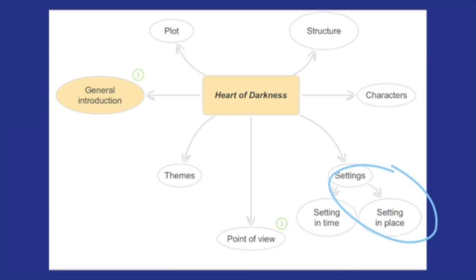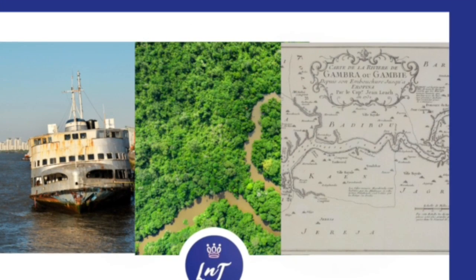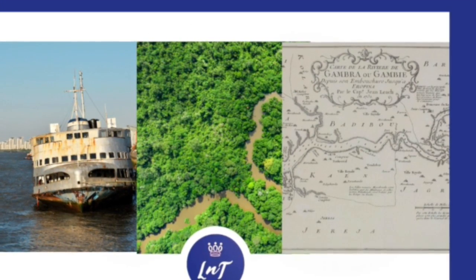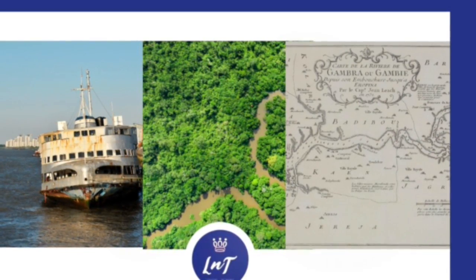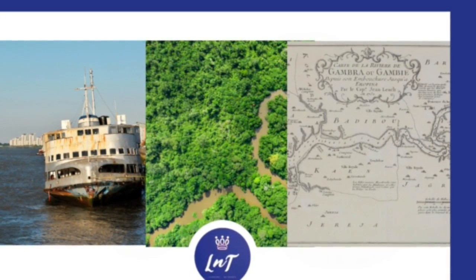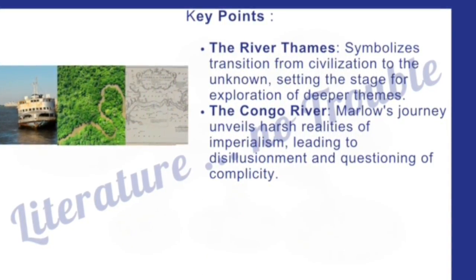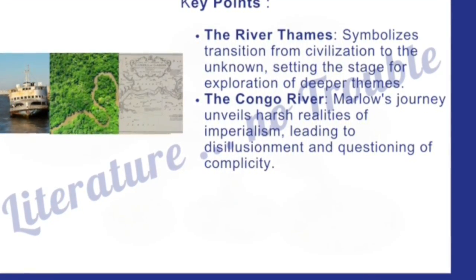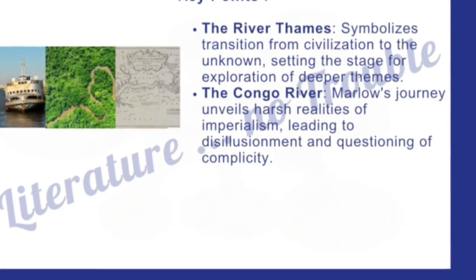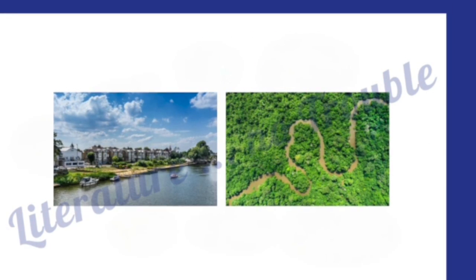Let's examine the setting in place. Our journey in Heart of Darkness starts in London along the River Thames. This river symbolizes more than just water. It's the boundary between civilization and the unknown. Then we have the Congo River from the outer to the central station, accompanied by fog that symbolizes confusion and mystery. As Marlow journeys deeper into Africa, he observes what colonialism really means.